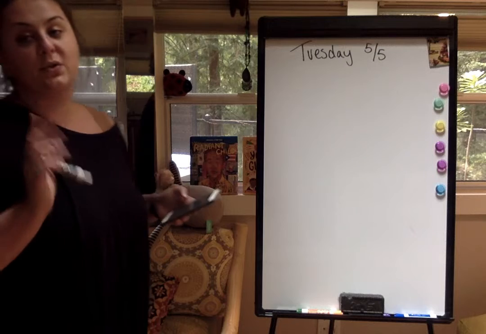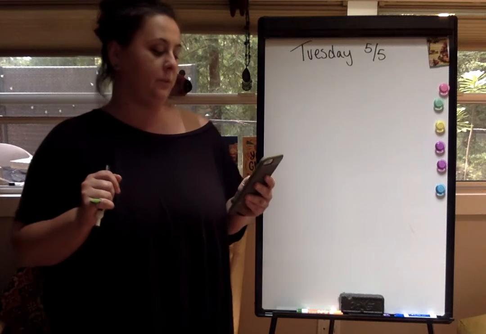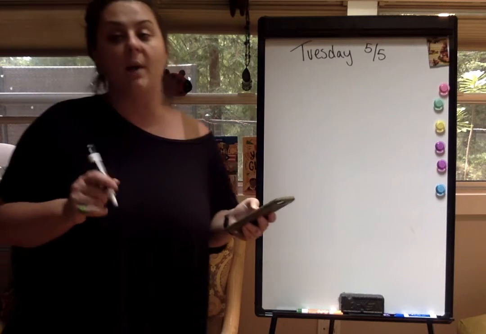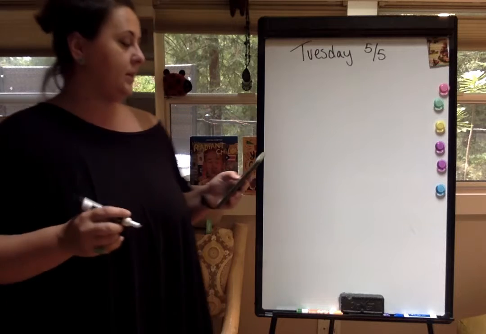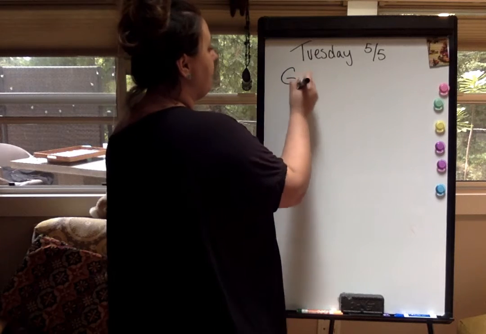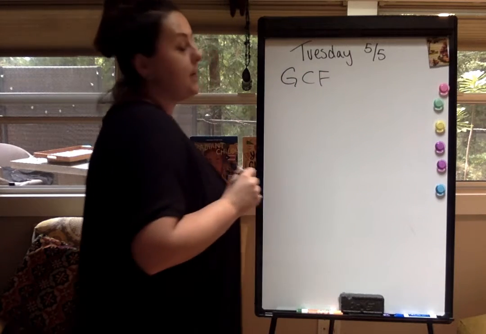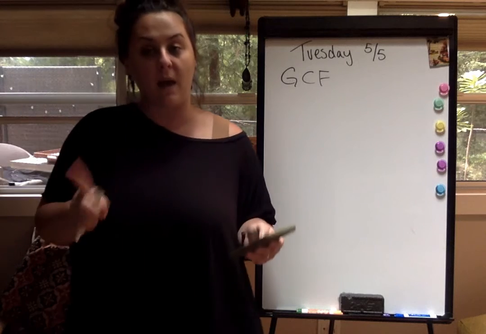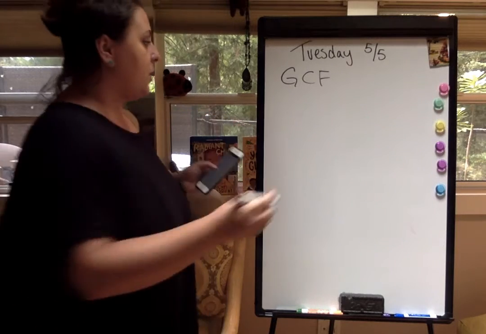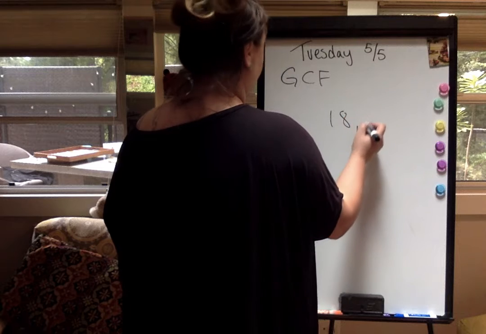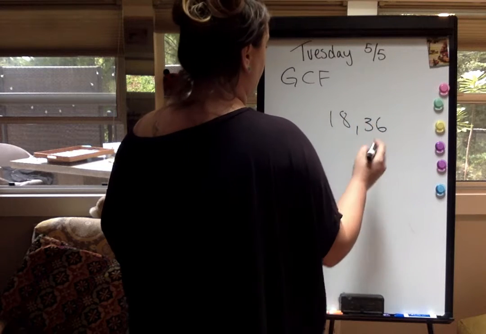Anyway, let's get going. Here's Tuesday 5-5, your math review. So we've got the greatest common factor, more practice with finding the greatest common factor. It is often referred to as the GCF. We're going to use the same method that we used yesterday. So write down your numbers, 18, 36.